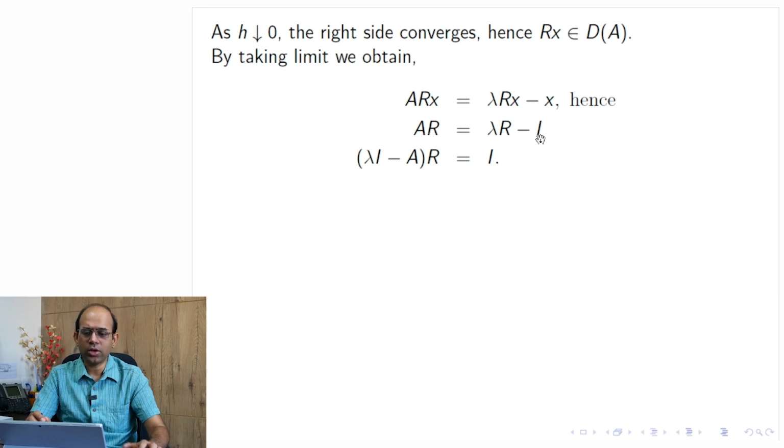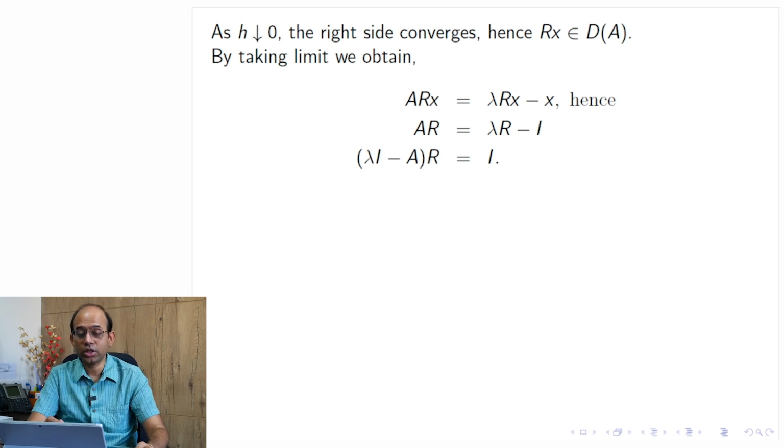Okay, so now if we wish to take R common from these things, so I take lambda on the left hand side. Okay, so then (lambda I minus A) times R is equal to identity, and then canceling the negative sign, we get this expression. Okay, so what does it imply? It implies that R appears like a right inverse of lambda minus A.